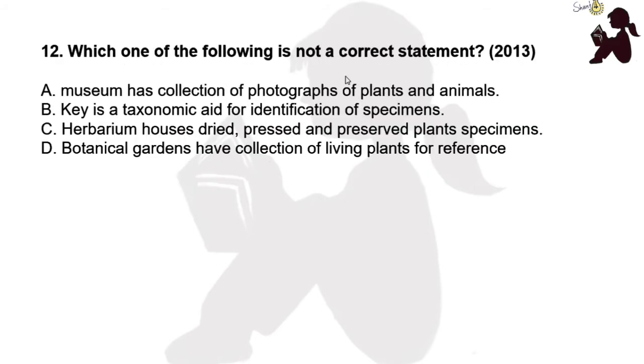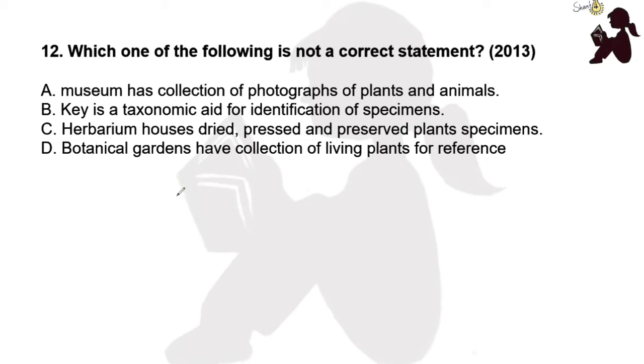which of the following is not a correct statement? Option A, museum has a collection of photographs of plants and animals. Option B, key is a taxonomic aid for identification of specimens. Option C, herbarium houses dried, pressed, and preserved plant specimens. And option D, botanical garden have a collection of living plants for references.